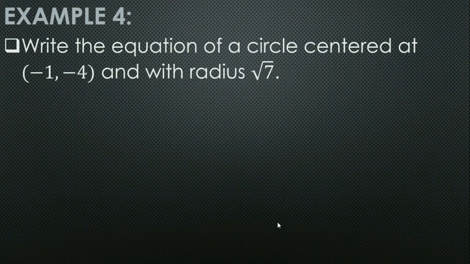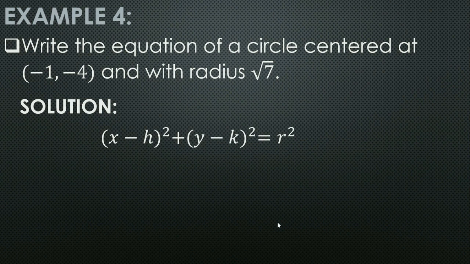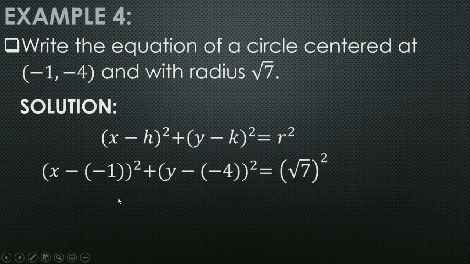For the fourth example, write the equation of a circle centered at (-1, -4) and with radius square root of 7. So, similar lang sila in example number 3. Okay, so ang gagamitin nating formula ay of course yung formula na mayroong h and k. So, what are we going to do? We will substitute -1 kay h, we will substitute -4 kay k, at we will substitute square root of 7 kay r. So, as you can see, yung h and k natin ay parehong negative. So, we will enclose them in a parenthesis. Okay, so (x minus (-1)) squared plus (y minus (-4)) squared is equal to (square root of 7) squared.